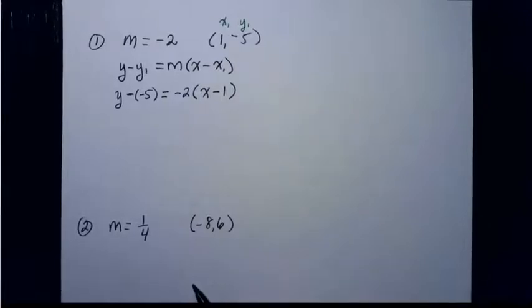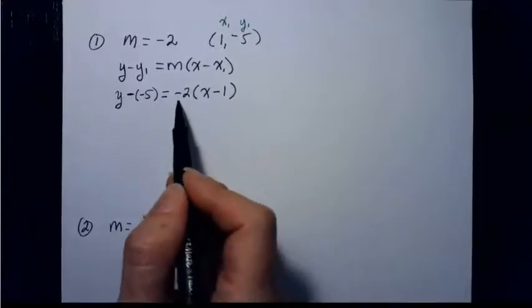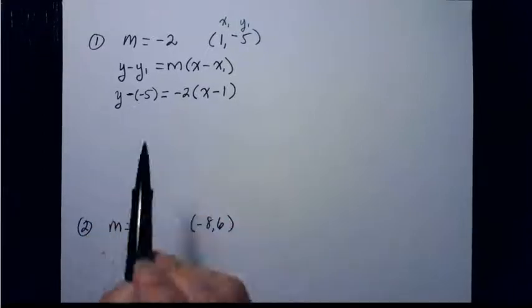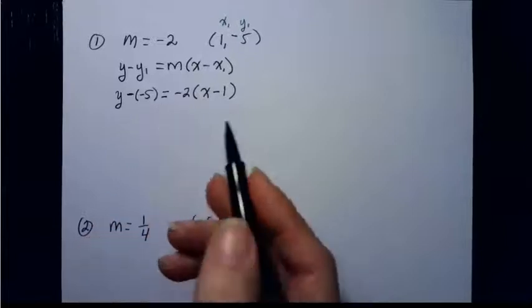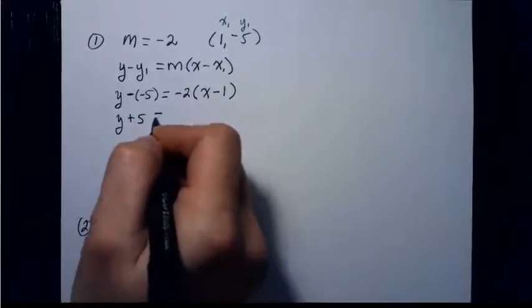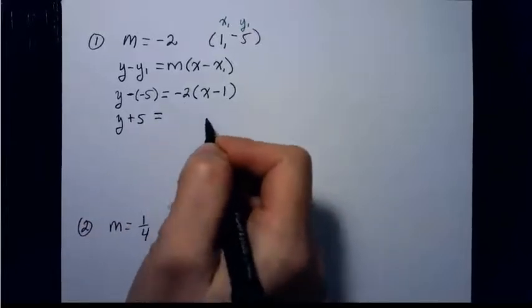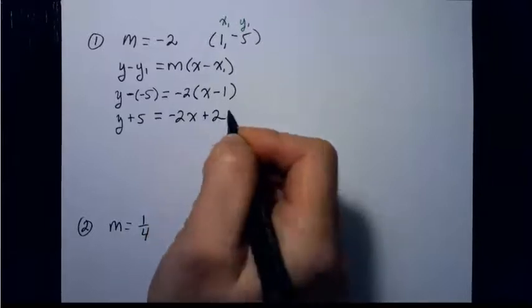Once you substitute in, it's just a matter of solving for y, which usually takes 2 steps. Distribute the slope, and then add or subtract to get y by itself. In this case, I have a tiny little extra step. I'll just take care of that double negative. So y plus 5 equals, and I'll also distribute in this step, -2x plus 2.